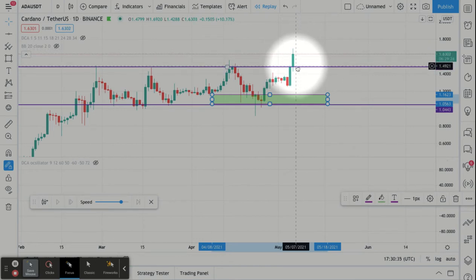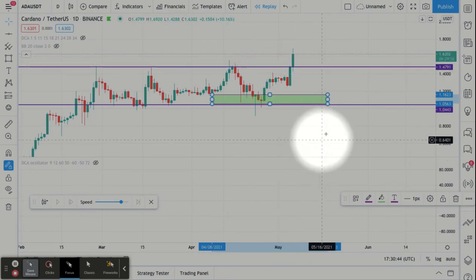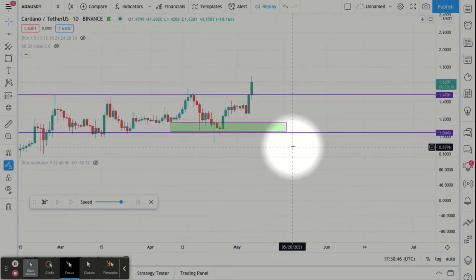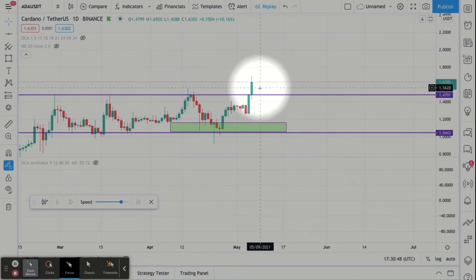And there could be some catalyst going on there. There could be something that I'm not aware of. I'm strictly looking at the charts. I'm not looking at the news right now. Now, the key is what happens next.